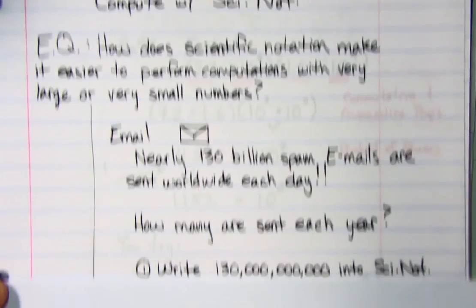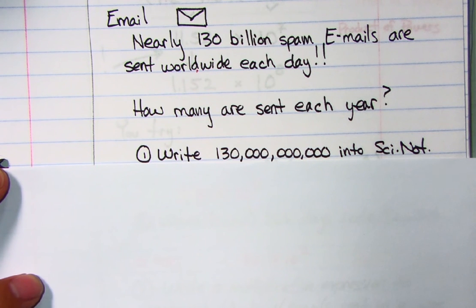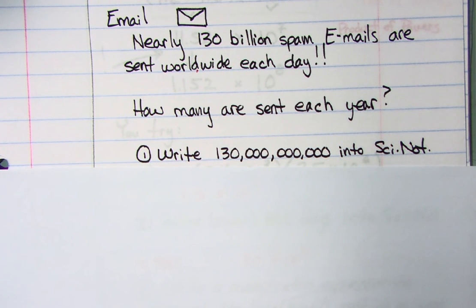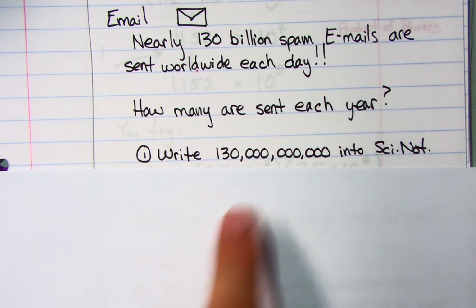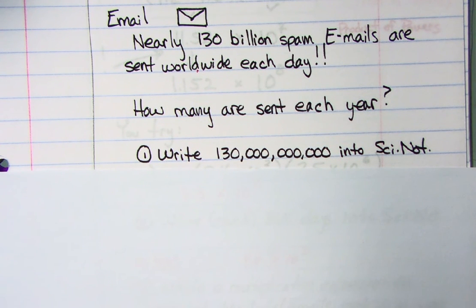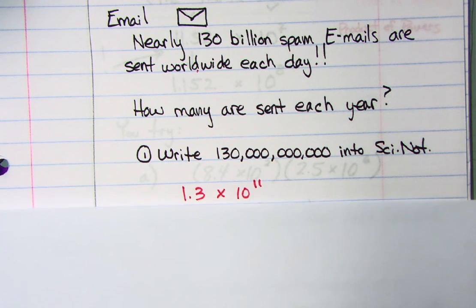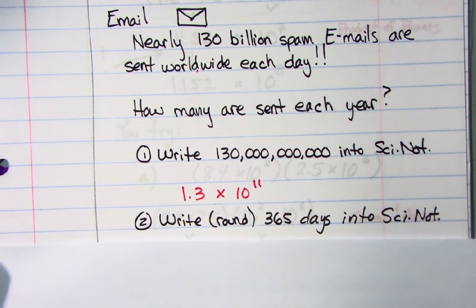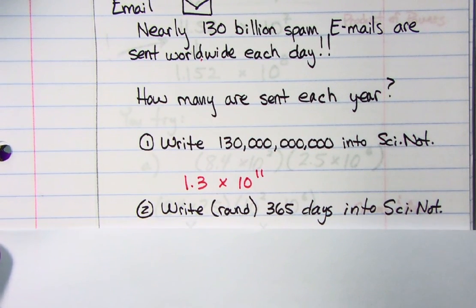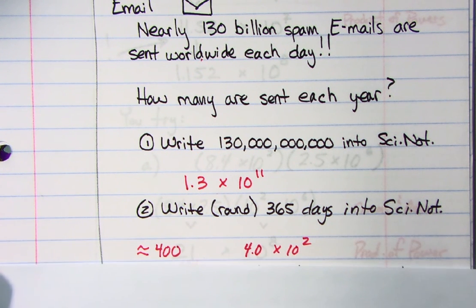First question I have for you is I want you to write 130 billion into scientific notation. I went ahead and wrote it in standard form for you, but write it in scientific notation. If you do, you should have 1.3 times 10 to the 11th power. Next, I want you to round 365 days into scientific notation. So first, we'll round 365 to 400, and that as scientific notation is 4.0 times 10 to the second power.